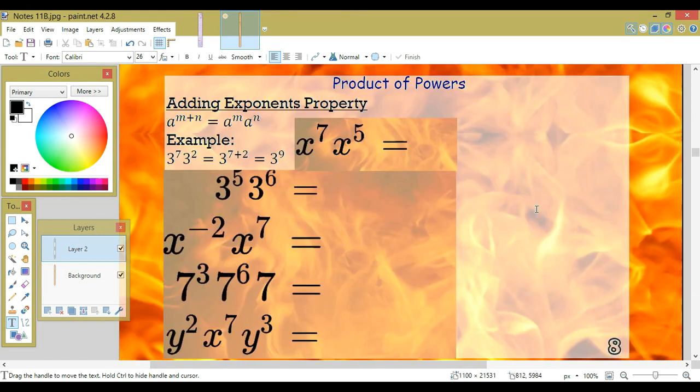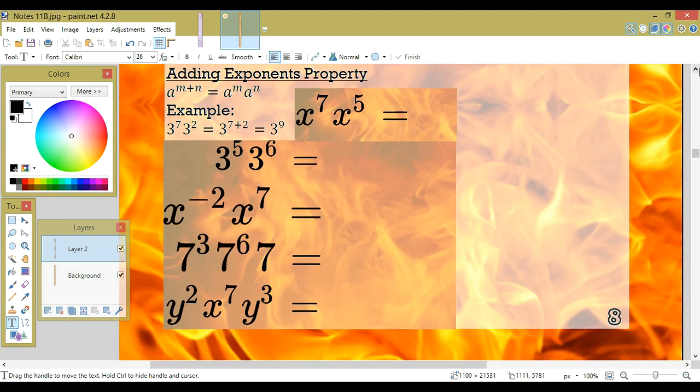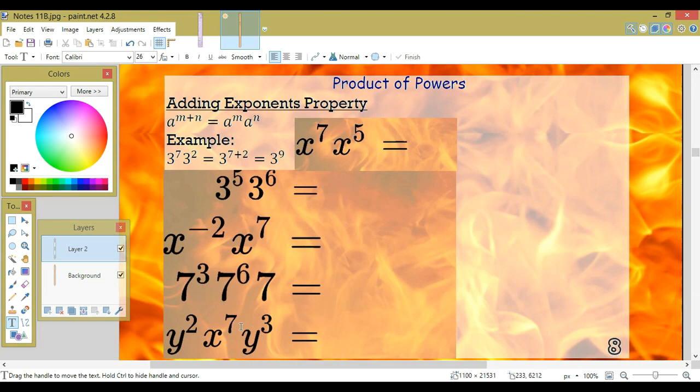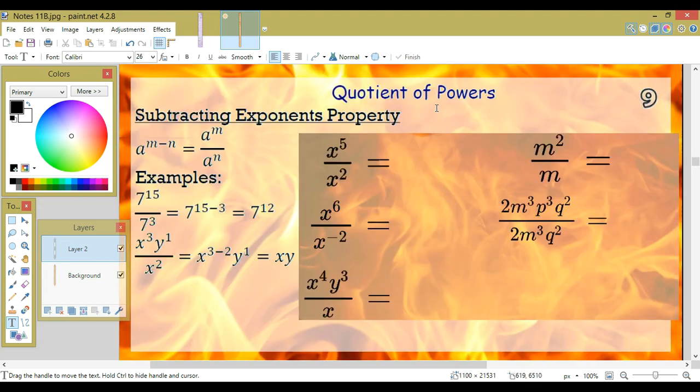Page 8. Product of powers. Go ahead and write down these expressions, and we will cover these in class. Here's an example. 3 to the 7th power times 3 to the 2nd power is the same thing as 3 to the 7 plus 2 power, 3 to the 9th power. See if you could do these before we go over them in class. Page 9, quotient of powers. We're subtracting the exponents.